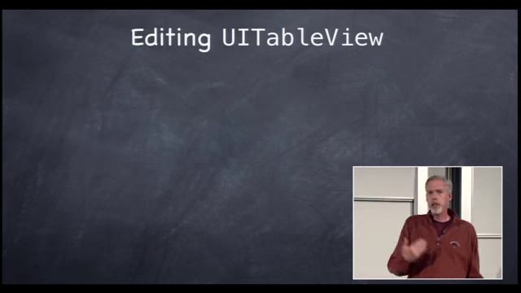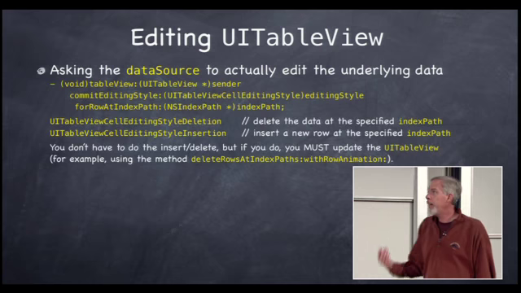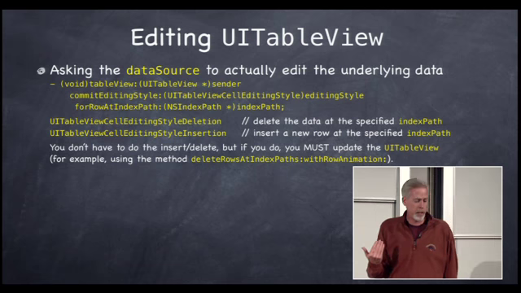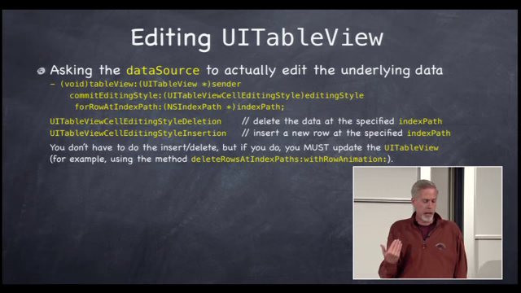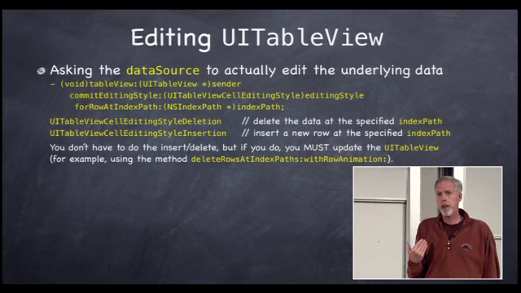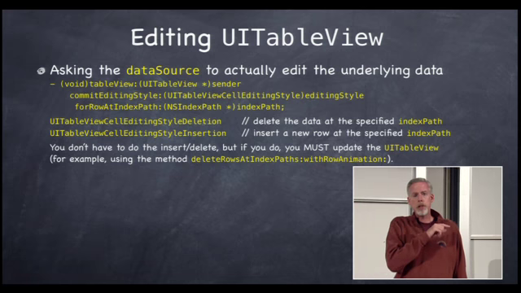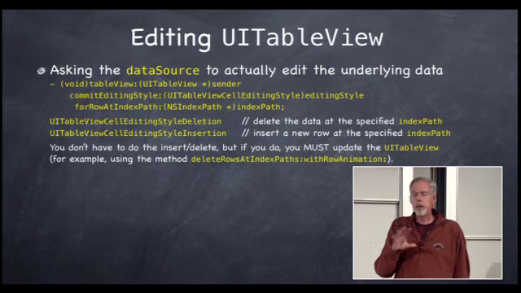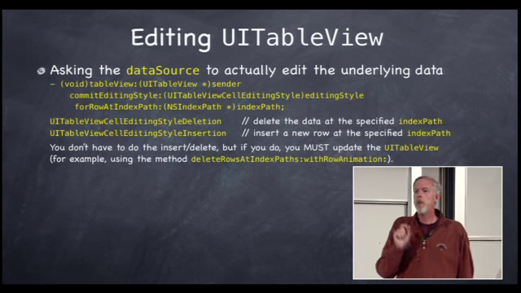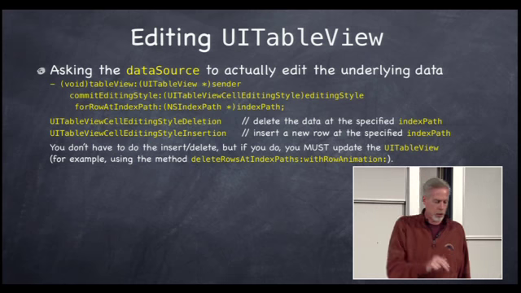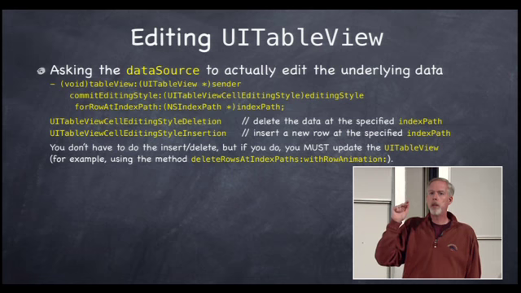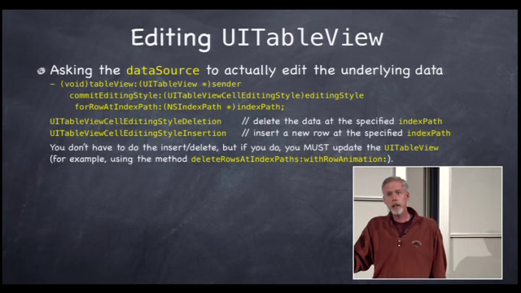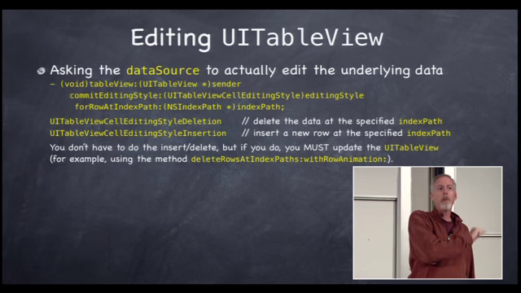How about editing, insertion and deletion? How does that work? The main method you have to implement here, a very important method if you're going to do editing in your table view, is commit editing style for row at index path. What that means is the user has done something in the UI that says, I want to delete this row. Or they've done something in the UI that says, I want to insert a row here. And when they've done that, this method is going to get called. You are responsible for two things in here. Let's say it's deletion. You have to delete the thing from your model, and you have to delete the rows from the table view.